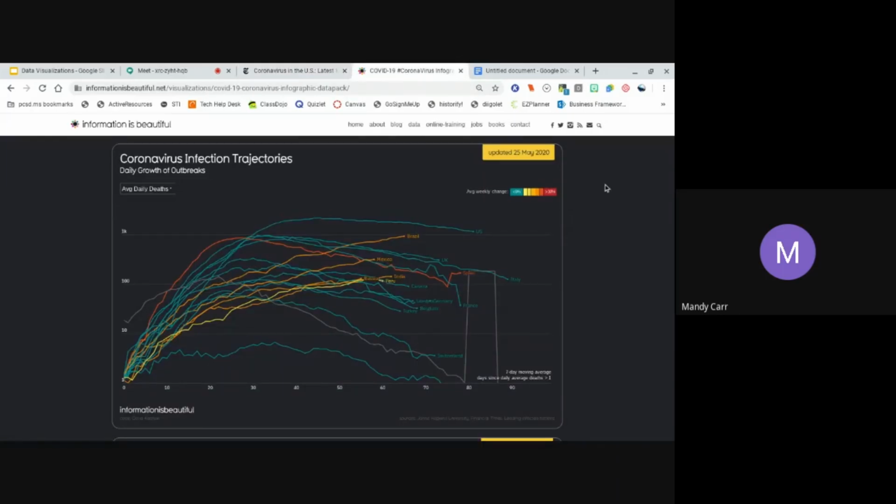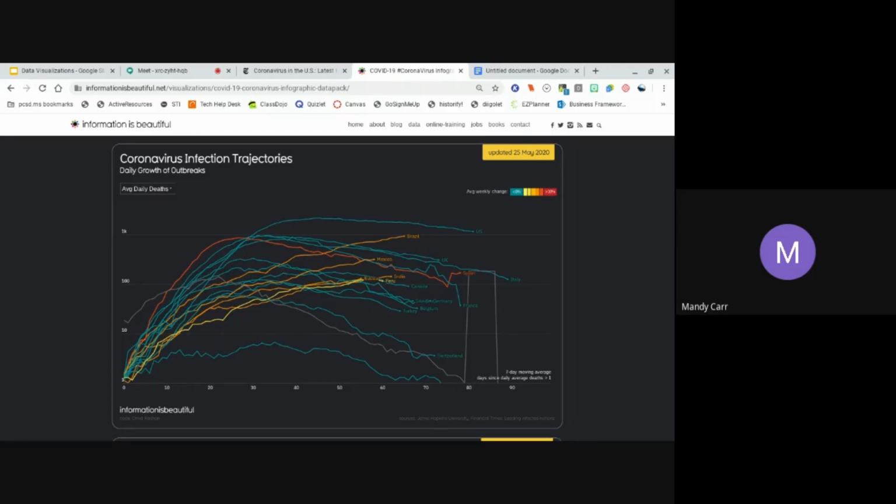This next graph here, this is a line graph. This one's a little more complicated than the line graphs that we're used to. But this shows the daily growth of cases in countries around the world. And we can see that a majority of the lines are decreasing. That means the number of cases that we have every day is getting smaller.